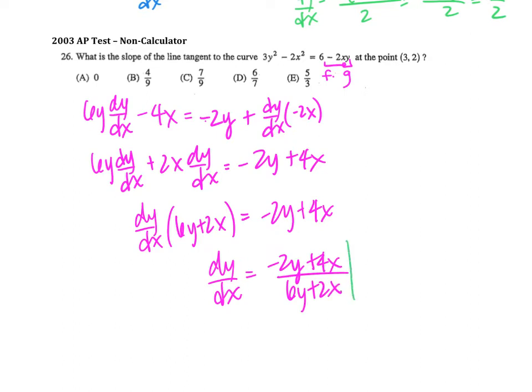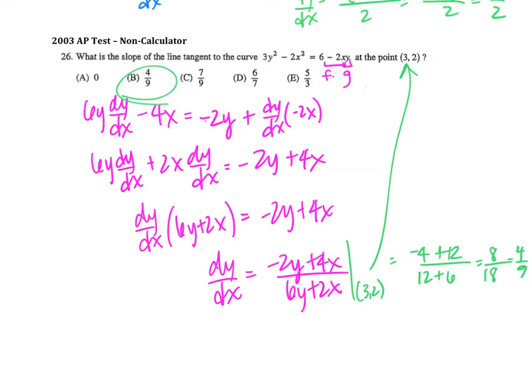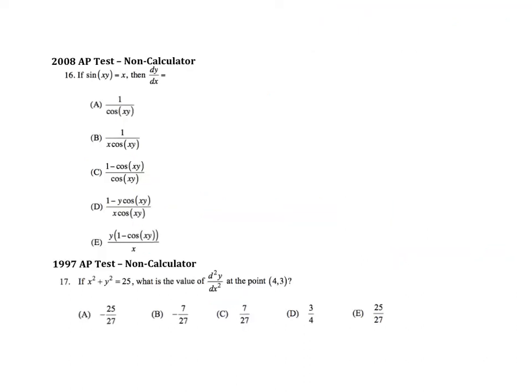They wanted that derivative at the point (3, 2). So I'm going to go ahead and plug in 3 for my x and 2 for my y, getting me negative 4 and a 12 and a 12 and a 6, getting me 8 over 18. Divide each of those by 2 and we've got 4/9. Answer B.